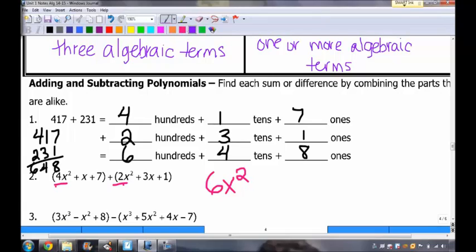And then I'm going to add this x to this 3x because those are like terms. So I end up getting 4x. And then I'm going to add this 7 to this 1 and I get 8. Because again, those are like terms. So really, you do this all the time. See how this says 4 hundreds? This is 4x squared. See how this says 1 ten? This is 1x. See how this says 7 ones? Here's my 7, okay? And then here, you've got 231. So here's my 2 hundreds, here's my 3 tens, and here's my 1 one. So altogether, I've got 6 hundreds, 4 tens, and 8 ones. Okay, so the whole point of doing this was to see the relationship between the two right here.